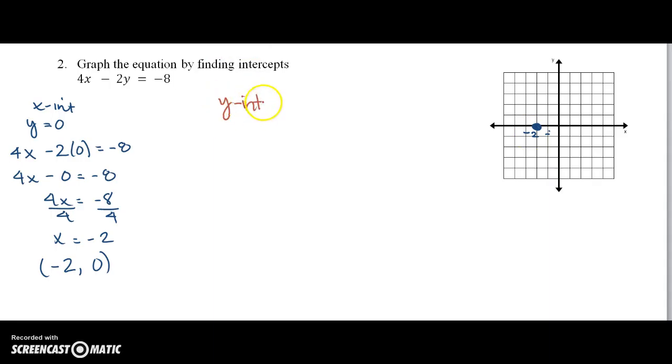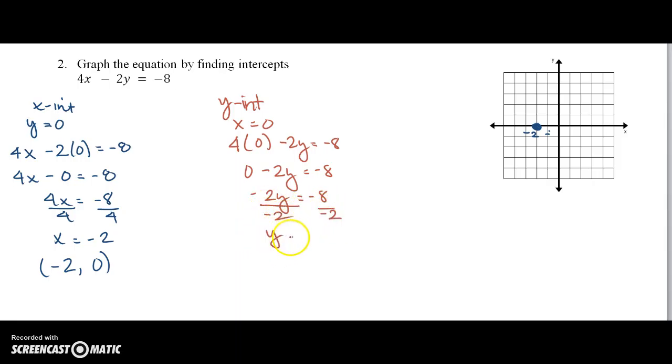recall that x should be 0. So I'm going to rewrite this equation, except instead of x, I'm going to put 0. 4 times 0 is 0, minus 2y equals negative 8. So negative 2y equals negative 8. You will now divide both sides by negative 2, excuse me, and you get y equals 4. As a coordinate, the x part is 0, the y part is 4.